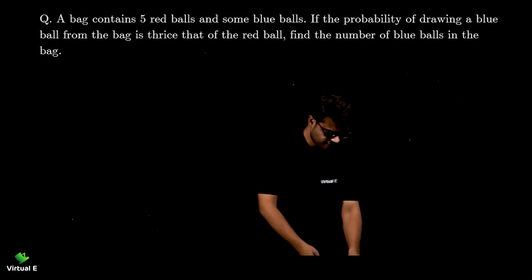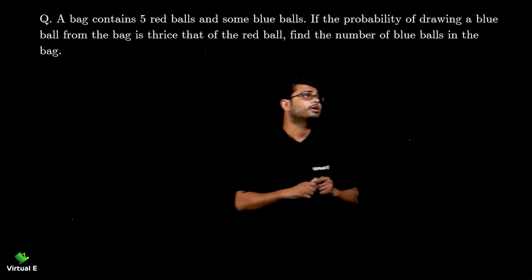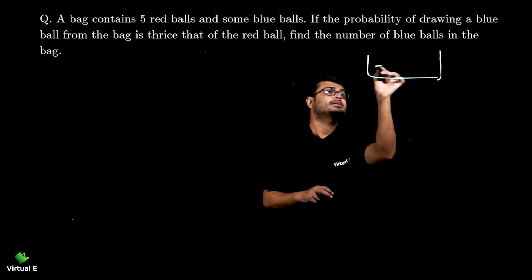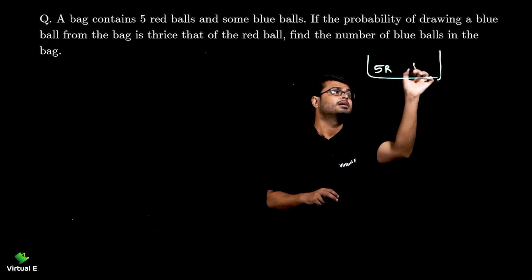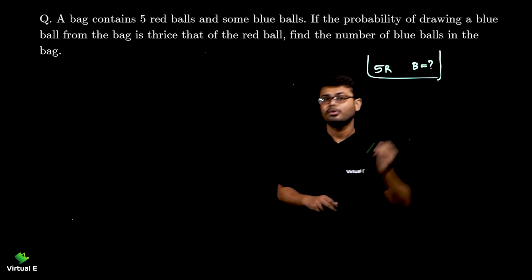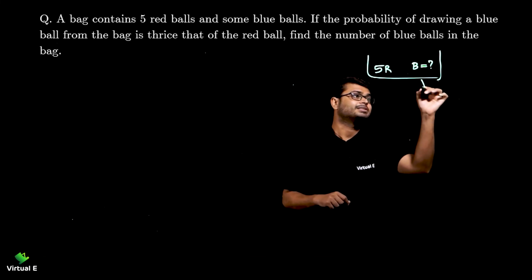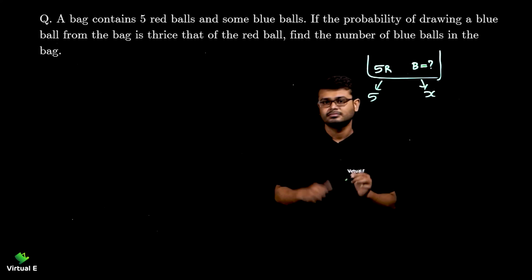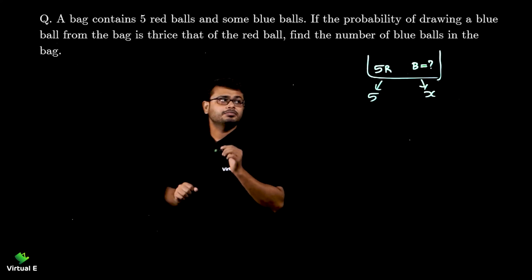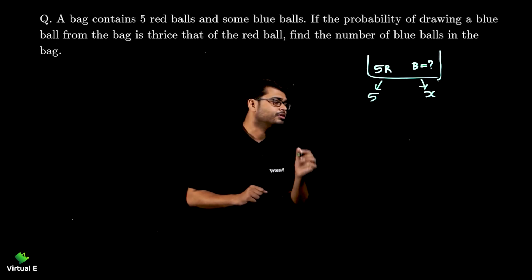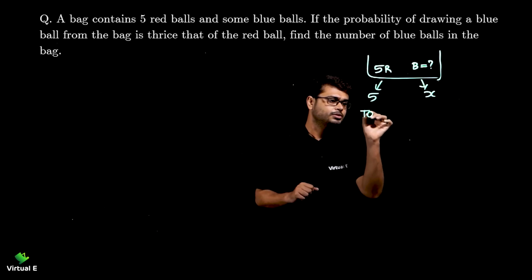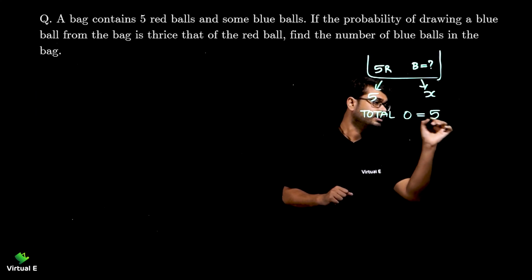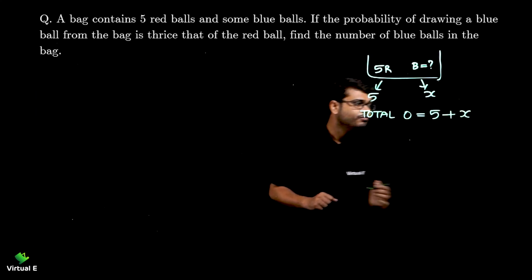Okay, so first of all, let's mention whatever information is given over here. Let's say this is a bag and there are 5 red balls and blue balls we don't know. So let's take it as X, okay, and red balls as 5. Done? Very simple. Now, first of all, let's talk about the total number of outcomes. Total outcomes is equal to, what will it be? 5 plus X. Generally, what do we do?